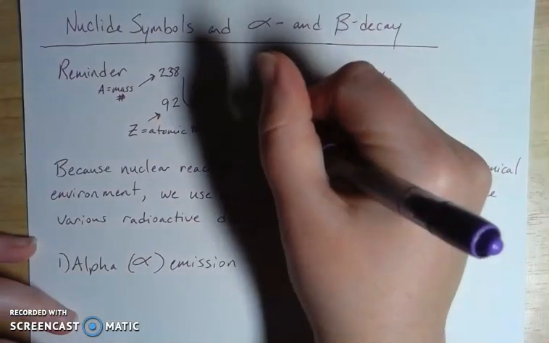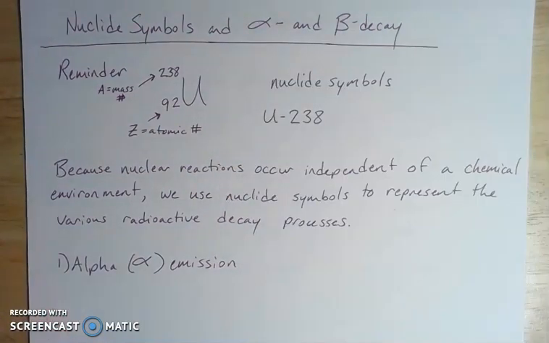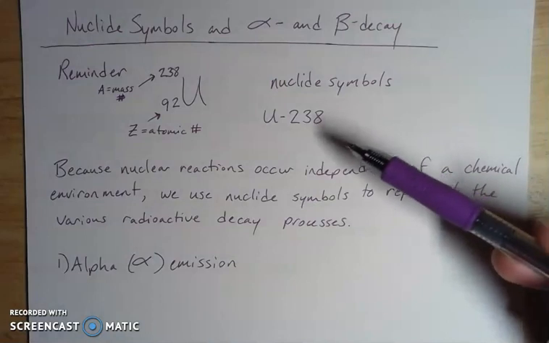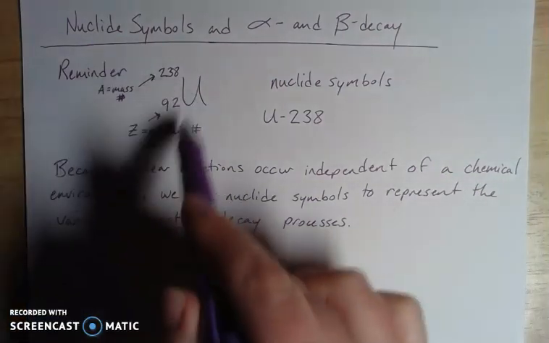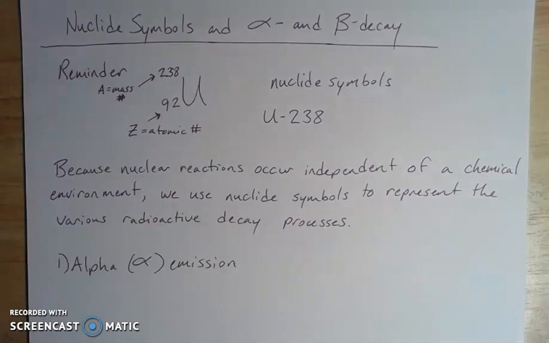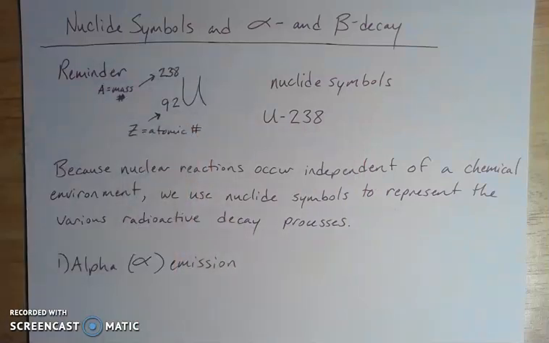You will sometimes also see them written like this, U-238, which means the same thing. It's the same kind of notation, it's just a hyphen. The nuclide symbols, though, I think are a little bit easier when we're thinking about the reactions that are occurring. So the nuclide symbols in this format are going to be what you see in the next series of videos on these different decay processes.